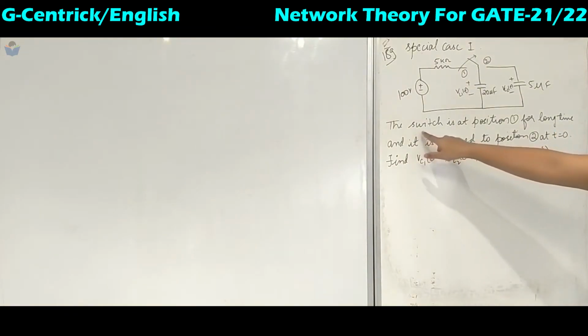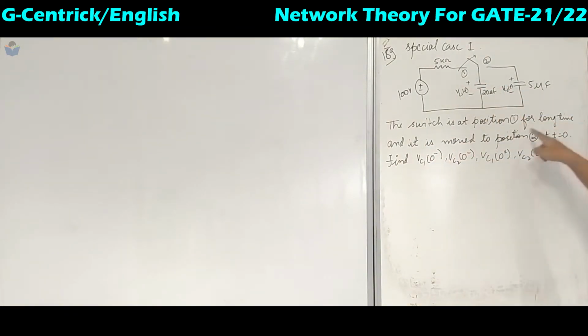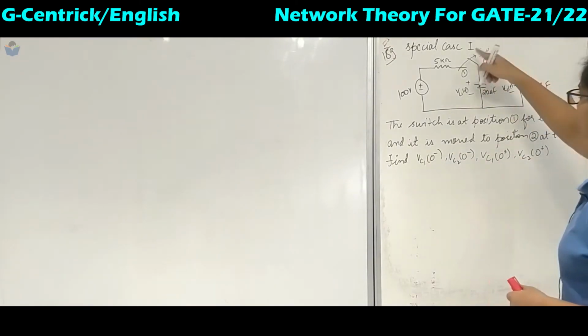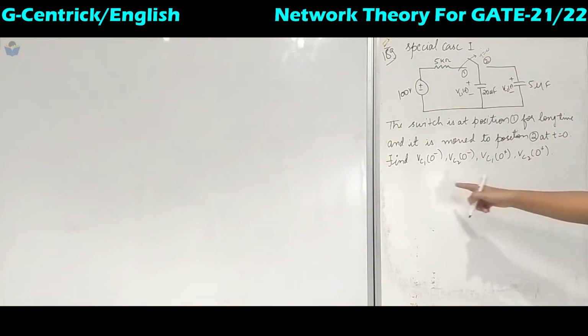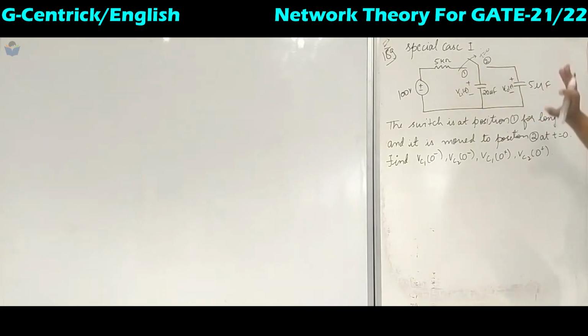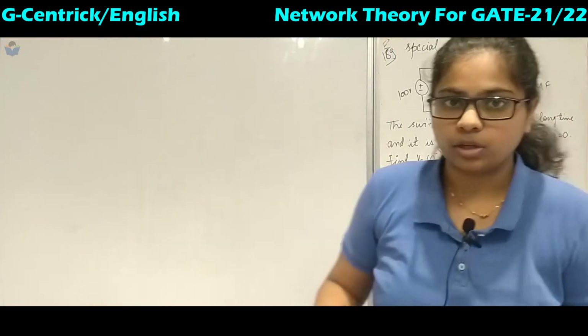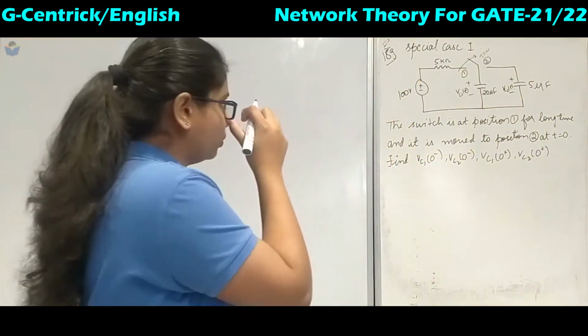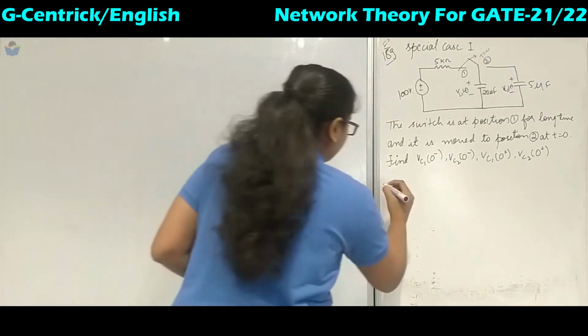Okay, so the question is, the switch is at position 1 for a long time and it is moved to position 2 at t equal to 0. So at t is equal to 0, it is moved to position 2. So we have to find all these parameters, that is voltage across C1 and voltage across C2 at 0 plus and 0 minus. So now we will move to step 1.